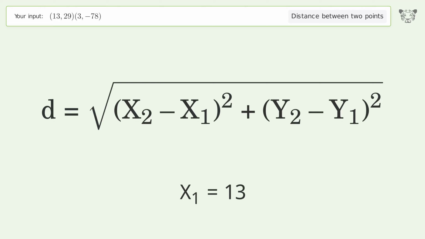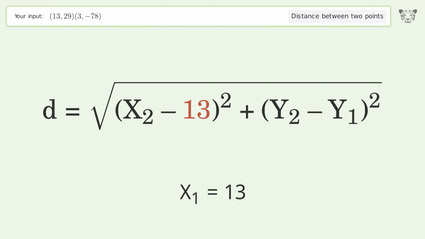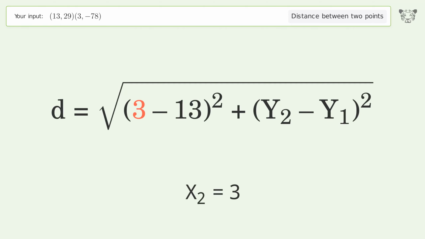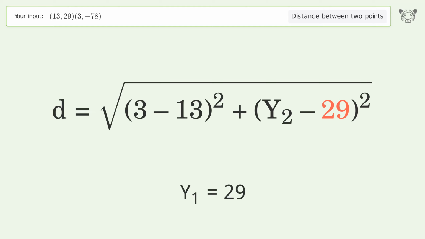x1 equals 13. x2 equals 3. y1 equals 29. y2 equals negative 78.